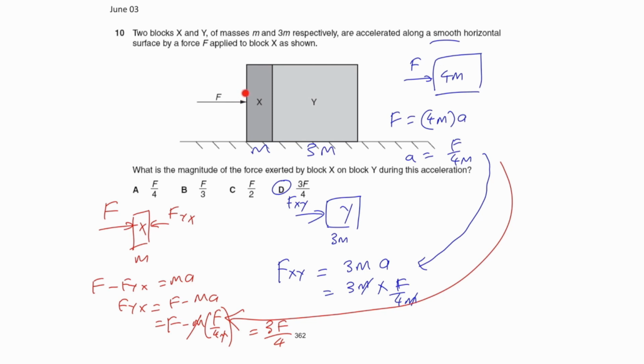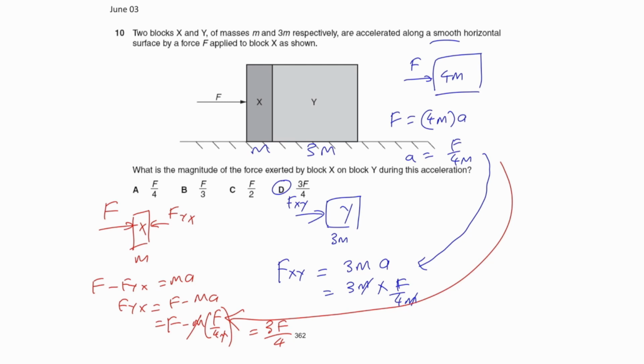Because the force that I exert must be big enough to push both of them to accelerate. But in turn, X will only have to push Y. It doesn't have to push itself because I'm pushing X. So the force that X exerts on Y will definitely be smaller than F. So how to find that force?